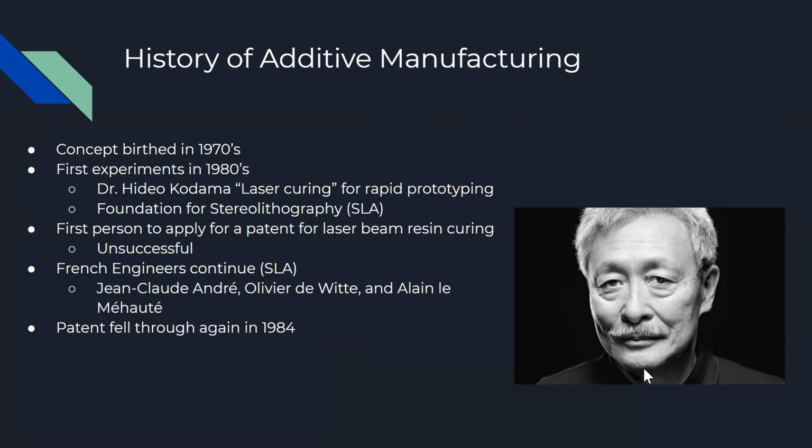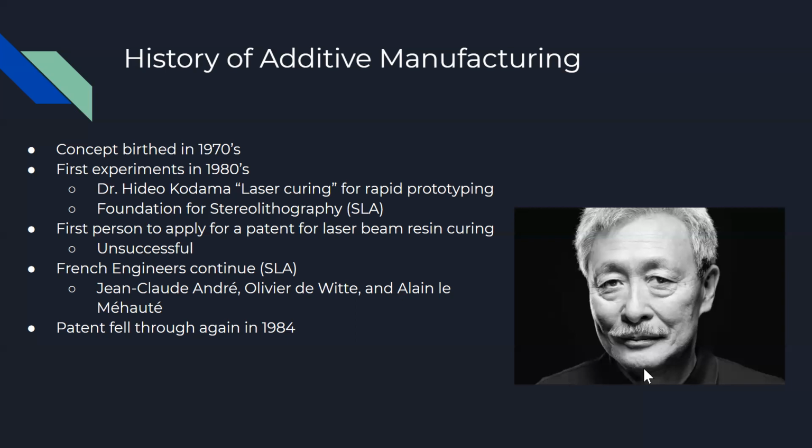Dr. Hideo Kodama was the first person to apply for a patent as well for laser beam resin curing. However, he was unsuccessful due to funding issues. Soon after, a team of French engineers attempted to continue his research in stereolithography. Jean-Claude André, Olivier de Witt, and Alain de Mahat were attempting to find a method for creating fractal objects.